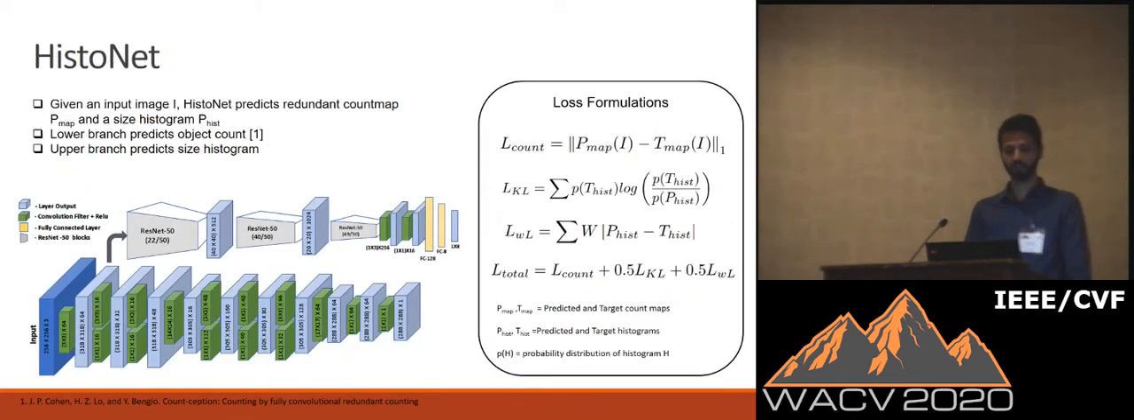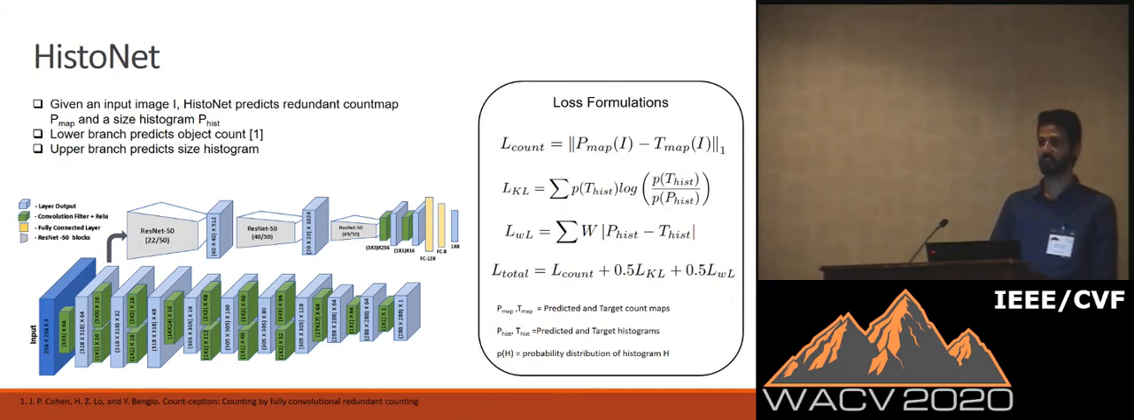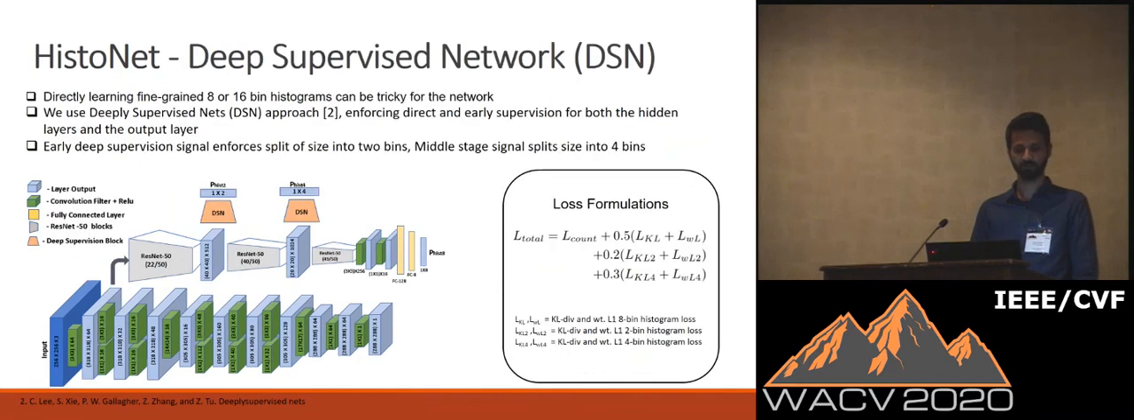We propose HistoNet, a network which, given an input image, has a fully convolutional lower branch that predicts a redundant count map based on the Countception network, and an upper branch that predicts the size histogram. We train this network by imposing a pixel-wise loss on the object count map, and to capture the shape and scale of the histogram, we impose KL divergence and weighted L1 loss between the predicted and target histogram.